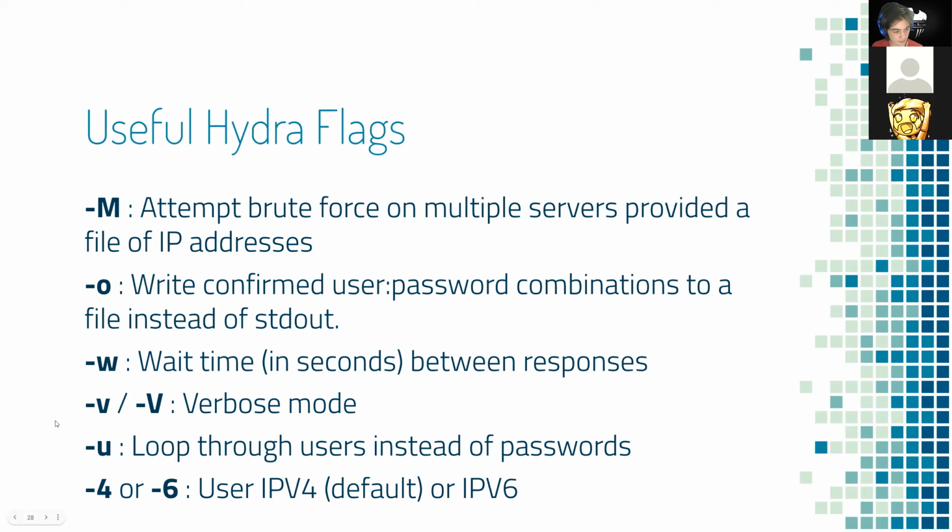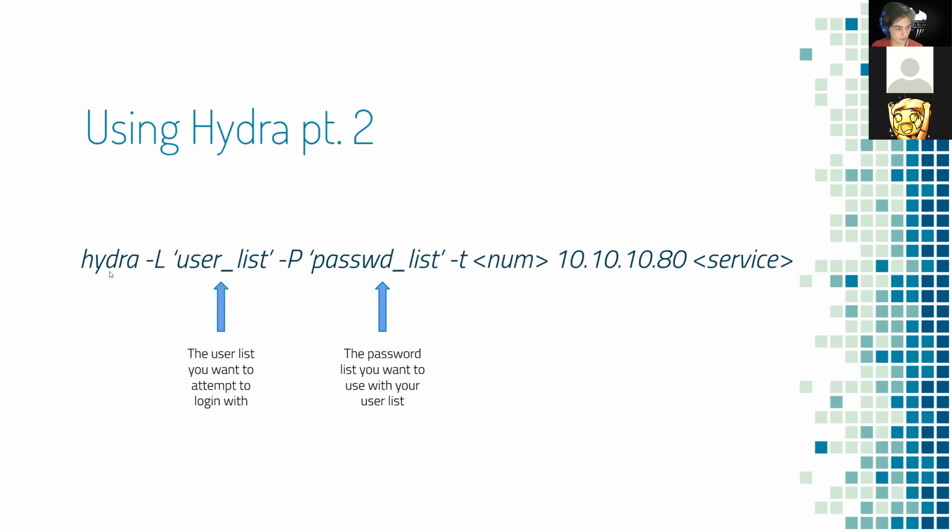And then -v or capital V is verbose mode. -u or capital U loops through users instead of passwords. What I mean by this is, in this example right here, if you have a user list of 10 users and you have a password list of 1,000 passwords, it will go, okay, user one, we'll test you first, user one, and passwords 1 through 1,000. And then I'll move on to user 2, passwords 1 through 1,000. With the -u option, it will reverse that process and say, okay, password 1, we're gonna test you against user 1 through 10. So it's just reversing.